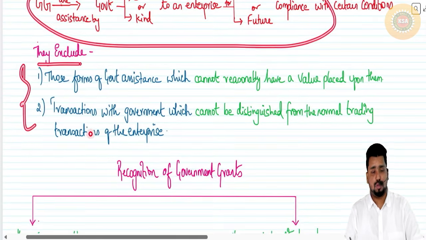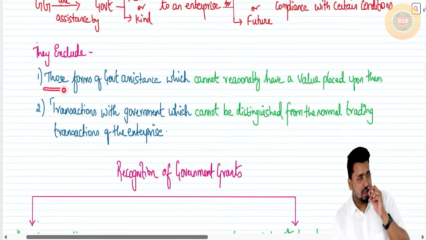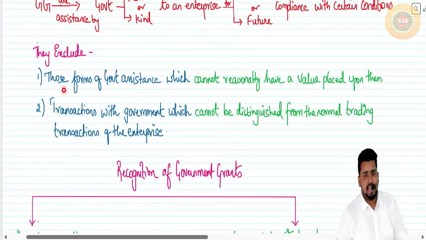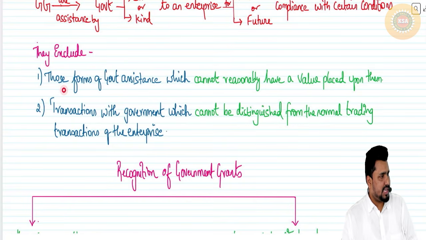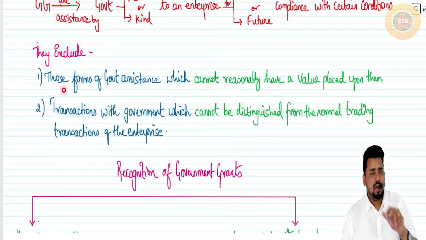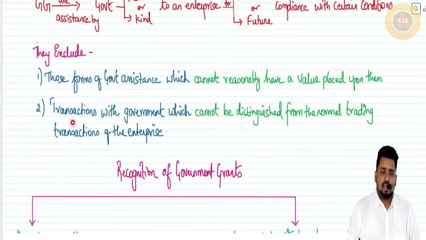Government grant excludes what? Read: those forms of government assistance which cannot reasonably have a value placed upon them. Examples, can you tell me? Free marketing advisors, free marketing campaigns, guarantees given by the government. Clear? They are not government grants. And that hotel example I have said, correct?